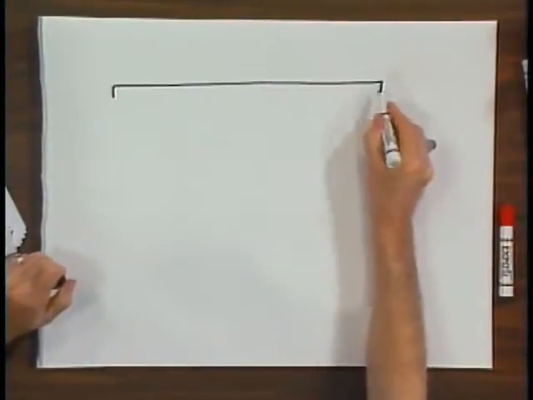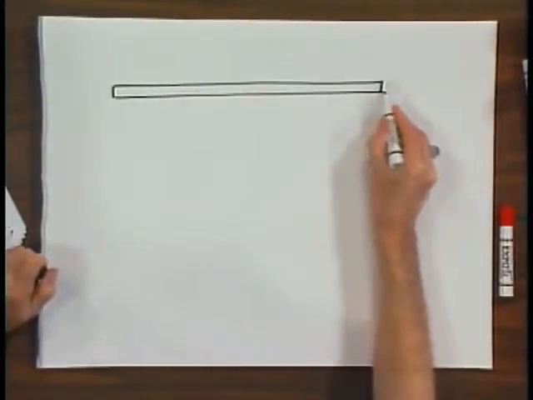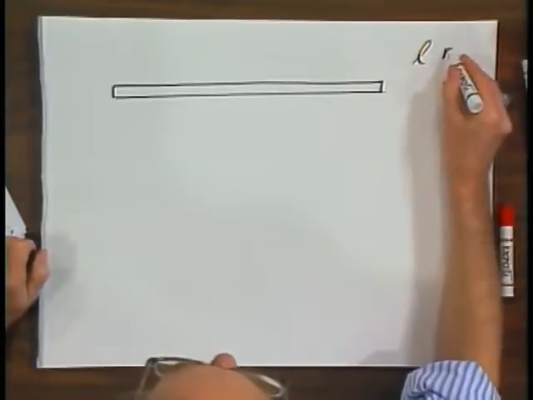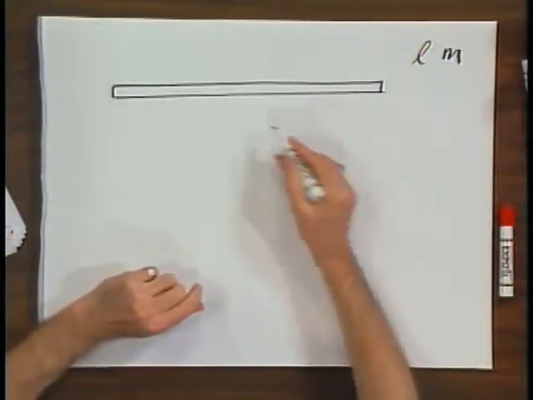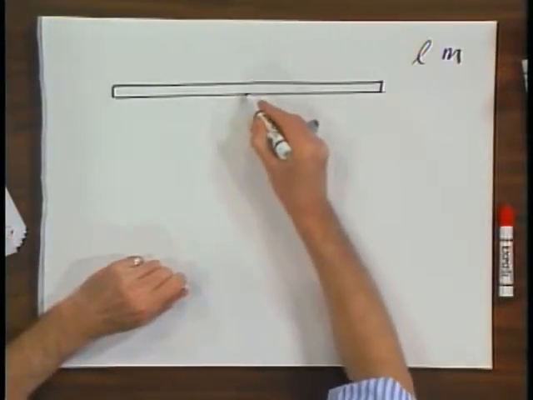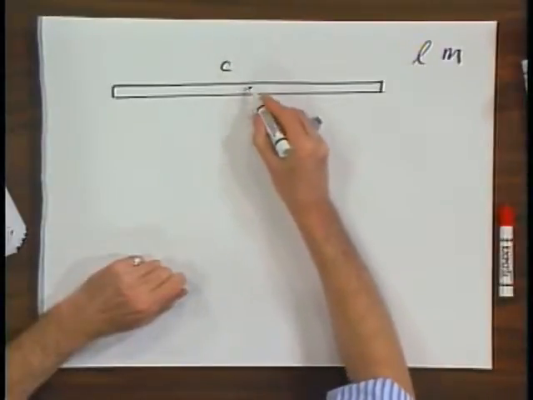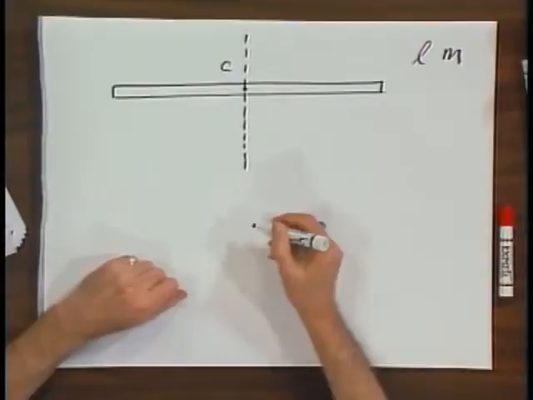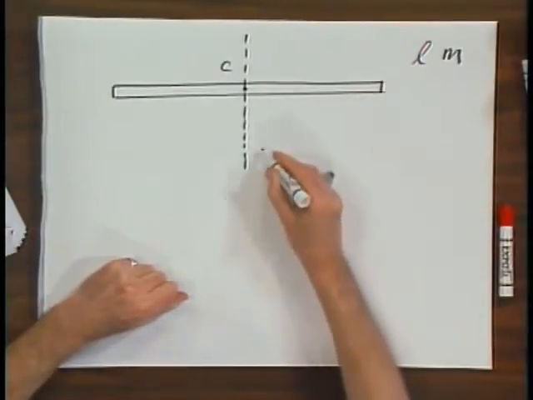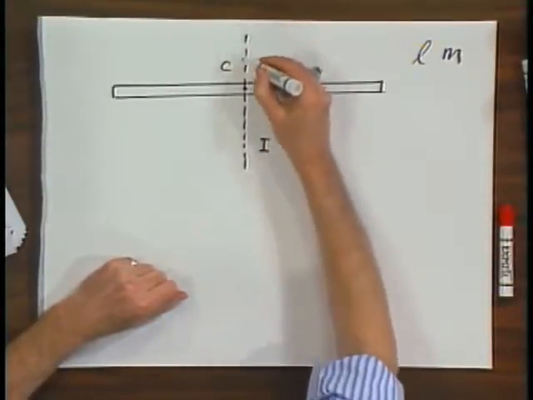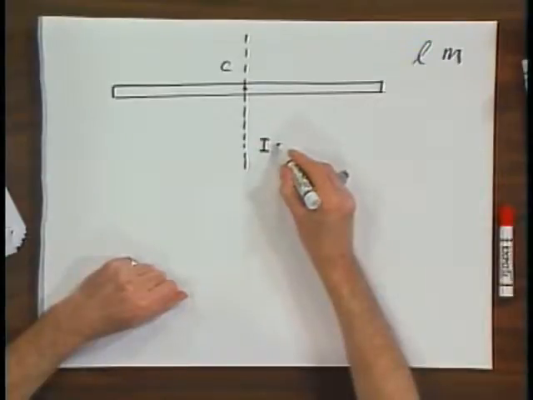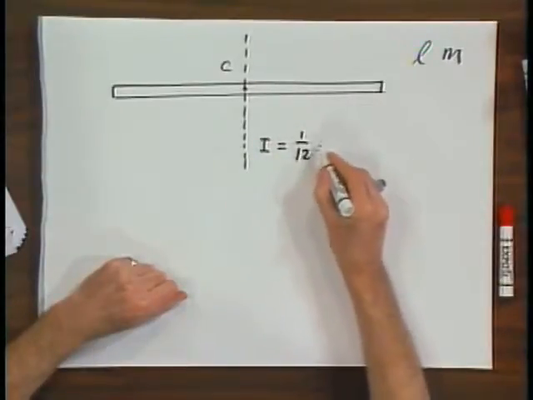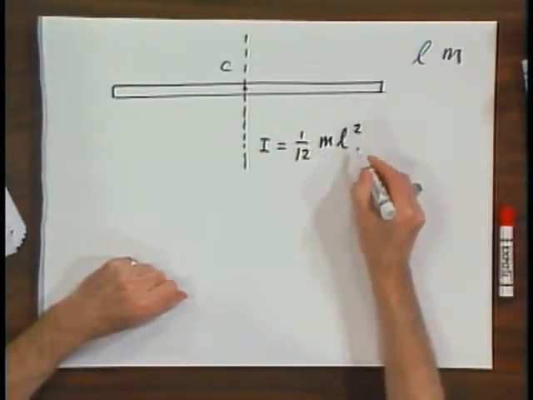So here is that rod, length L, mass M, uniform mass distribution. This was the center, and therefore the center of mass. And we calculated earlier that the moment of inertia about this axis of rotation equals 1/12 mL squared.